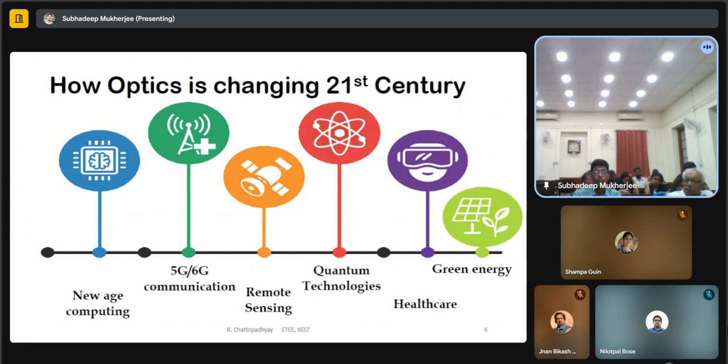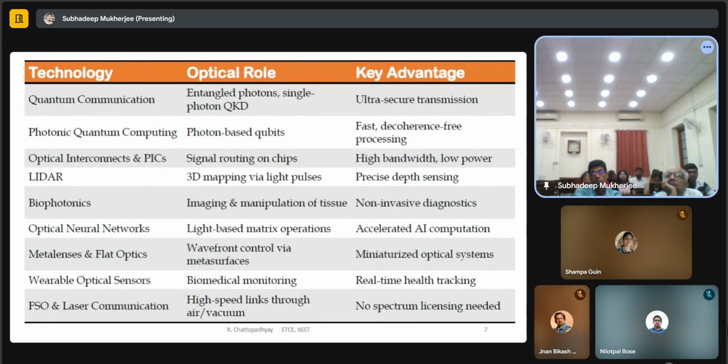Remote sensing has changed a lot these days, especially with the advent of LiDAR. Then quantum technologies, quantum devices, healthcare, biomedical sensors using photonics have actually changed the landscape of biomedical devices that we have nowadays, especially during COVID, right? Almost every household has an oximeter, a pulse oximeter, and that's actually a photonic device, right? And the solar cell and green energy.